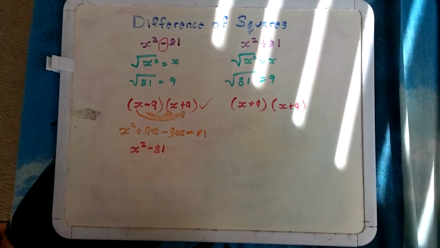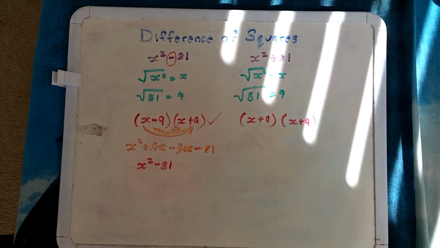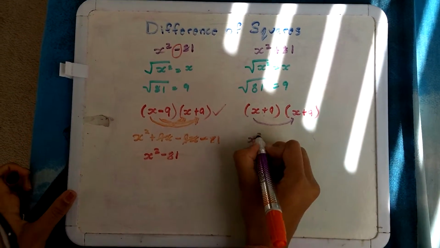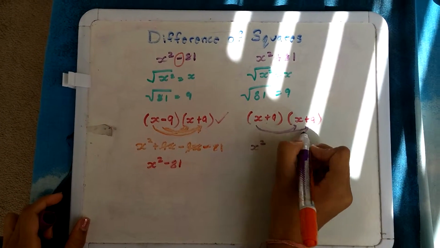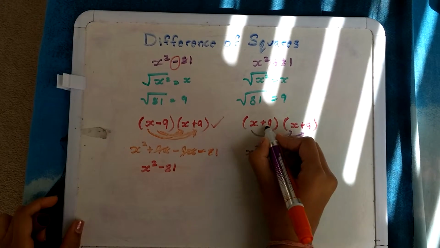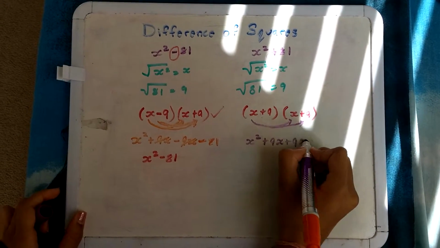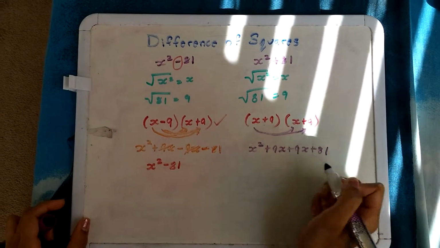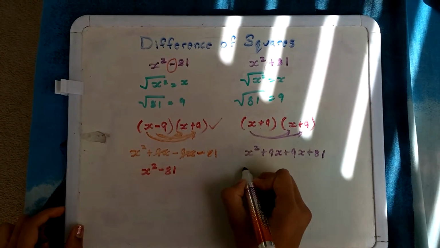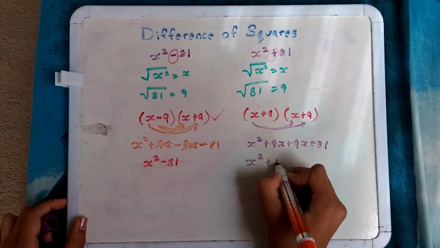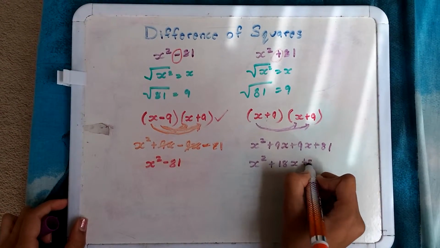Now, to check if this is right over here, you're going to use distributive property. So x times x is x squared. X times 9 is 9x. 9 times x is also 9x. And 9 times 9 is 81, so plus 81. So you get x squared, 9x plus 9x is 18x, plus 81.